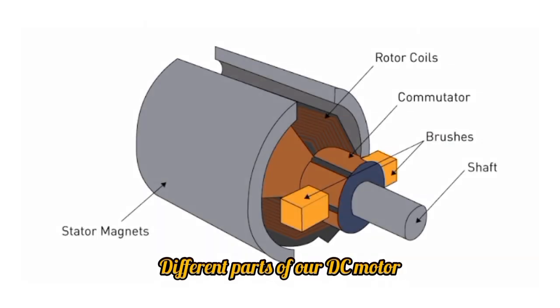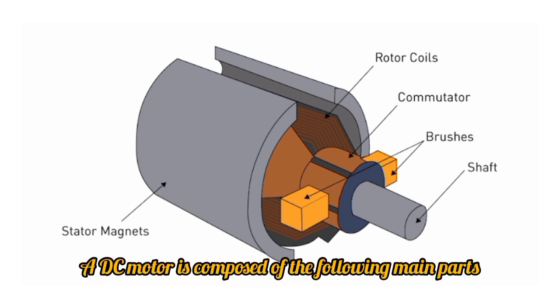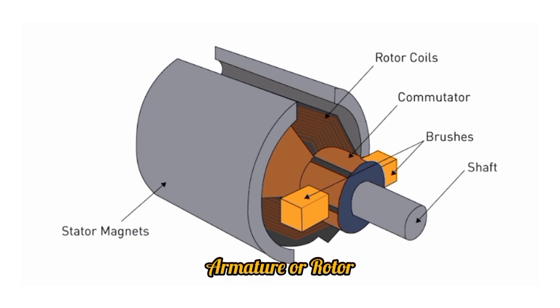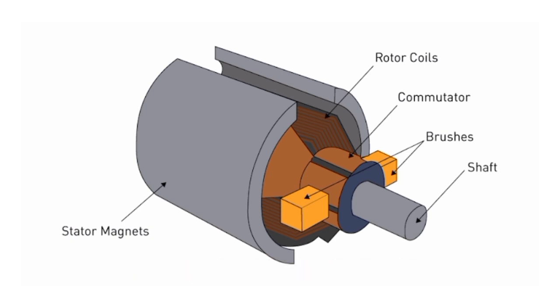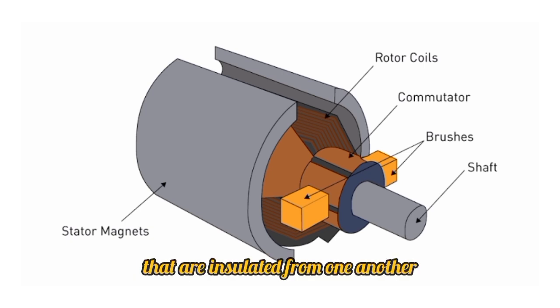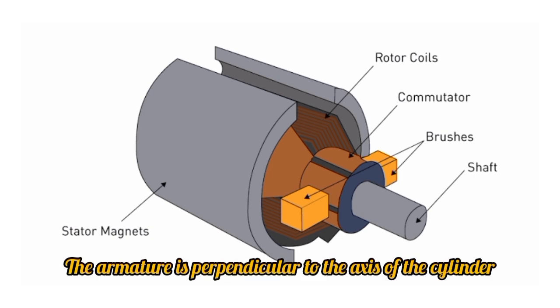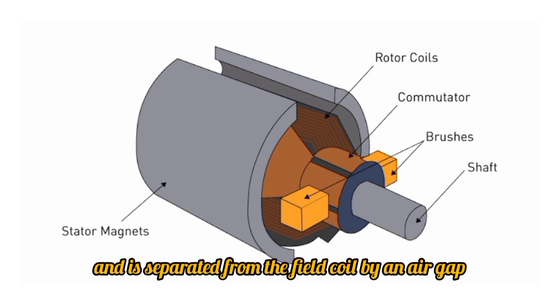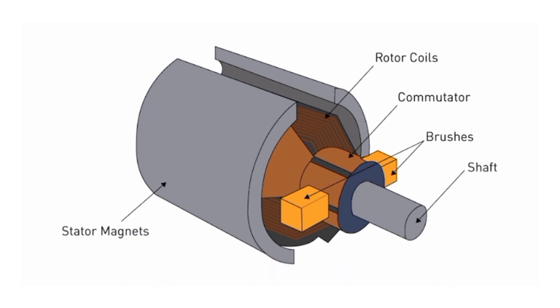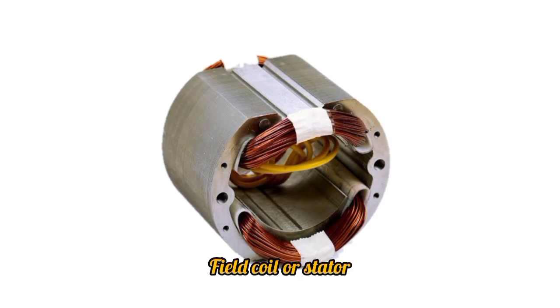Different parts of a DC motor. A DC motor is composed of the following main parts. Armature or rotor. The armature of a DC motor is a cylinder of magnetic laminations that are insulated from one another. The armature is perpendicular to the axis of the cylinder. The armature is a rotating part that rotates on its axis and is separated from the field coil by an air gap.